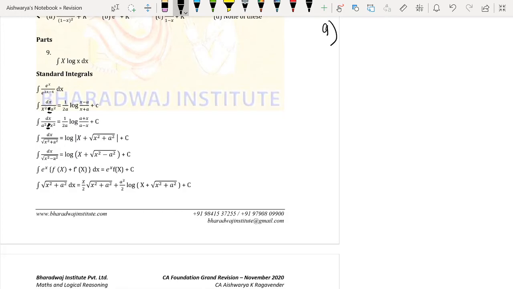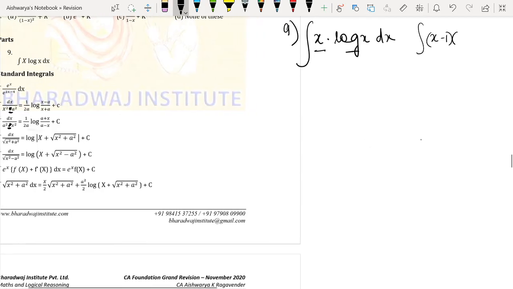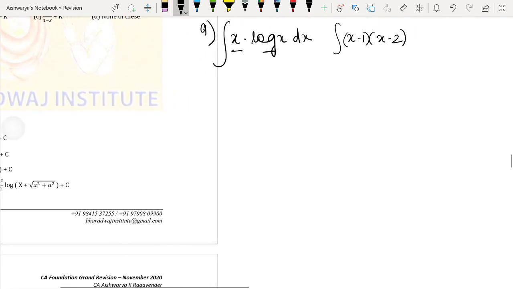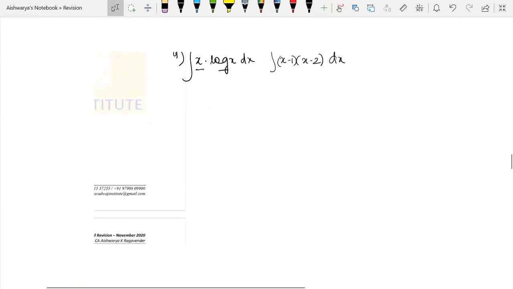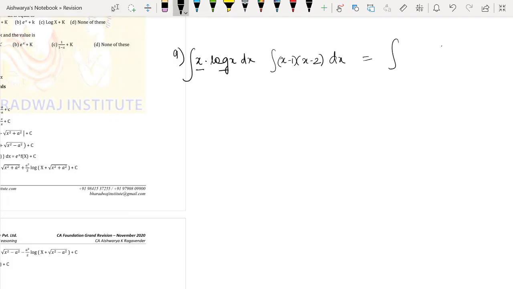Okay. Integration by parts. Like I told you, we don't have product rule. So we have to apply this parts formula whenever I have product of two functions like this. If both the functions are of the same nature, for example, both are algebraic, I can just multiply. For example, I have something like x minus 1 into x minus 2 dx. Then I will just multiply the two terms. It will become x square minus 3x plus 2. Then I will integrate each of them separately like 3 separate terms.